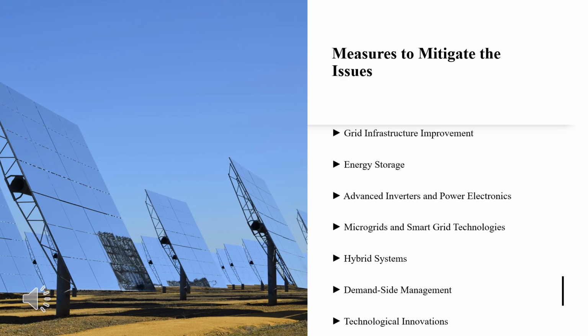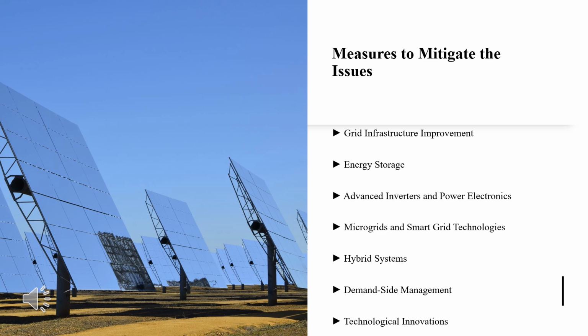There are several ways how we can mitigate the issues. Energy storage is one of them. Implementing energy storage solutions such as batteries can address intermittency problem by storing excess energy for use during low or no sunlight periods. This helps in providing a more stable and consistent power output. Advanced inverters and power electronics can also enhance grid compatibility and stability, allowing better control over voltage and frequency fluctuations.